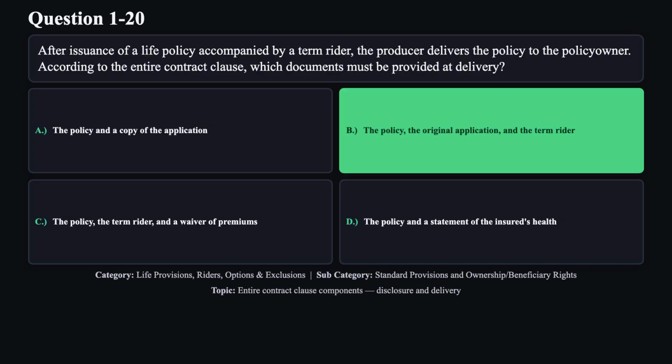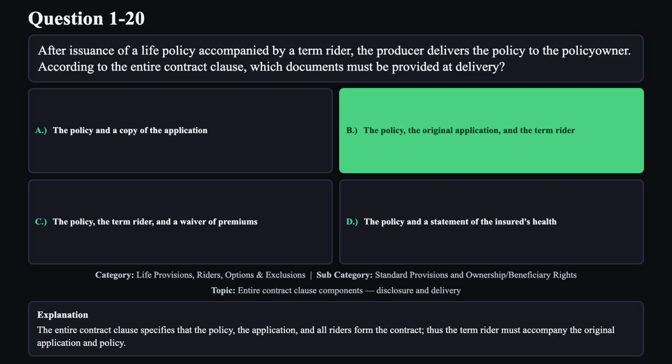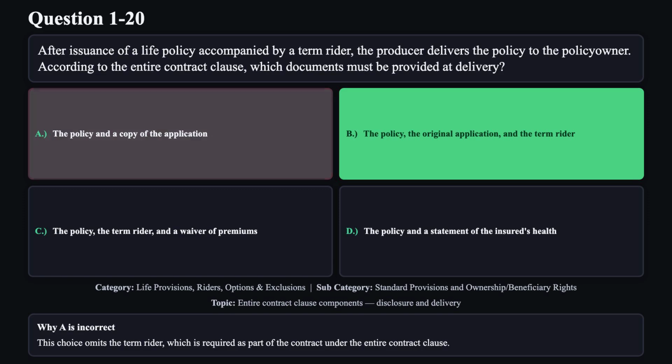The correct answer is B. The entire contract clause specifies that the policy, the application, and all riders form the contract. Thus, the term rider must accompany the original application and policy. Reason A is not correct. This choice omits the term rider, which is required as part of the contract under the entire contract clause.